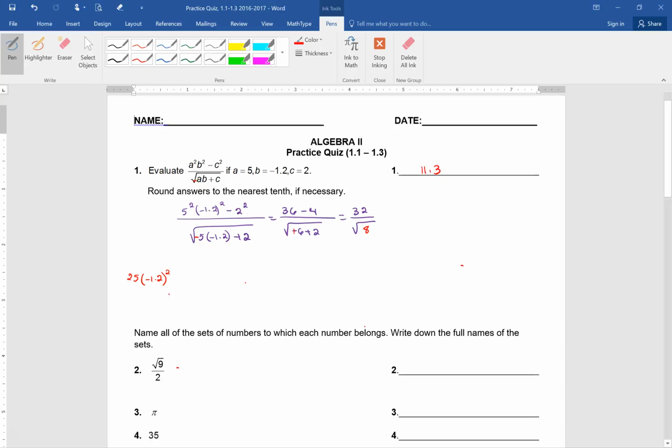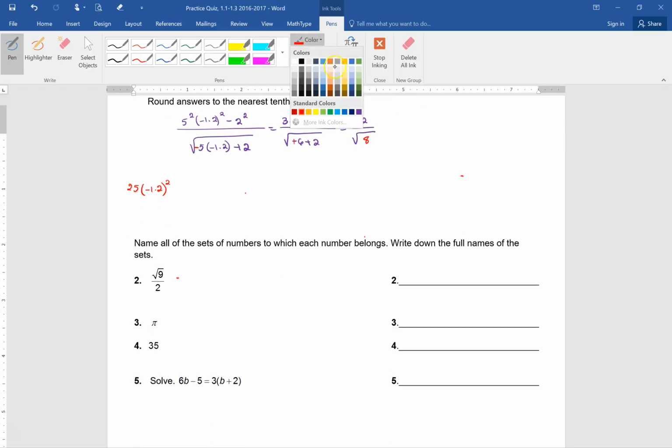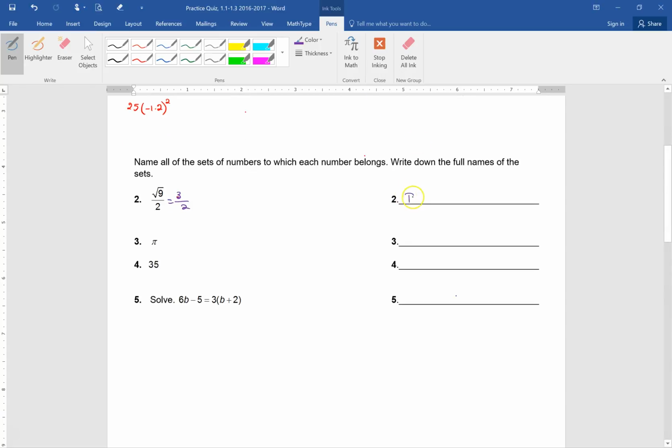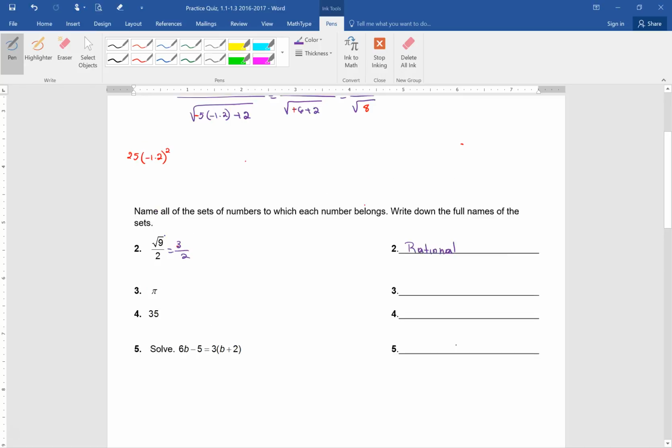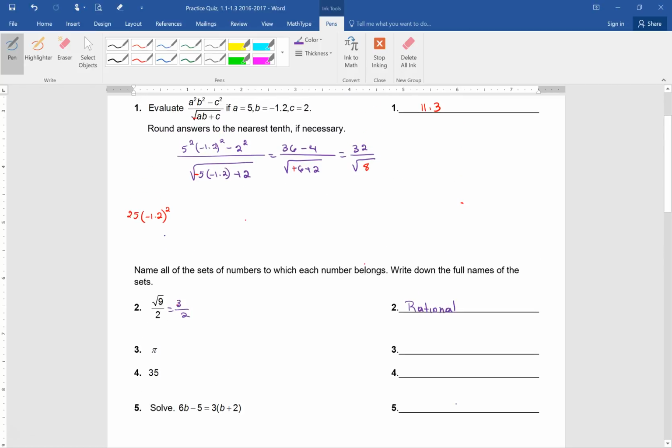Okay, so look at this one. For these, you need to be careful. You have root 9 over 2. How much is that really? That's 3 over 2. So what type of number is that? It's real. What else is it? Rational. And you don't have to write real. You can, you don't have to. What about pi? Is pi a rational? It's irrational. Yeah, they're all real. We can skip that one.